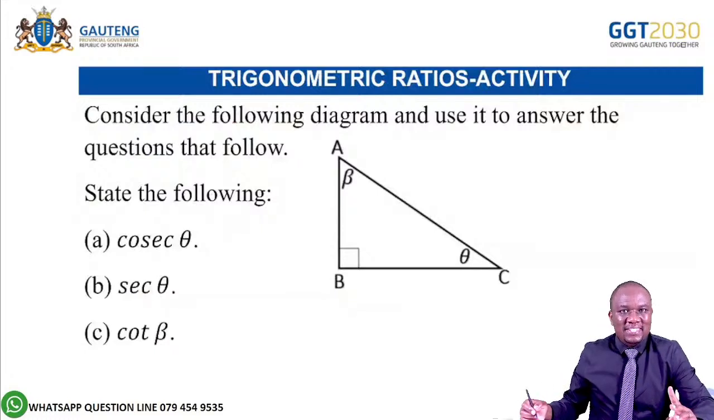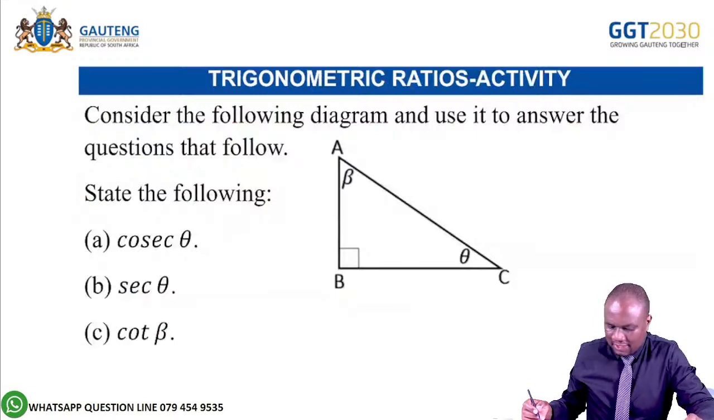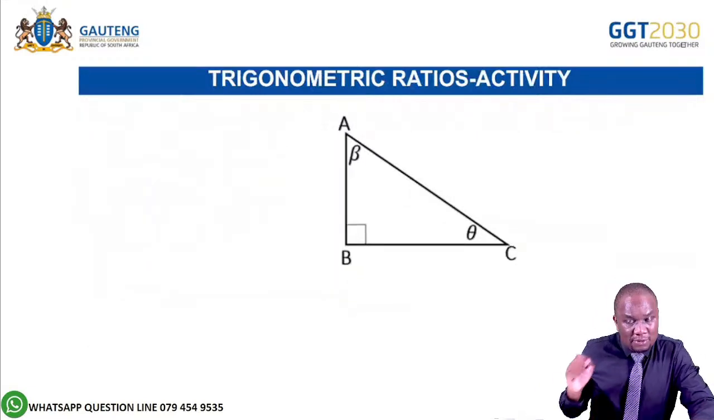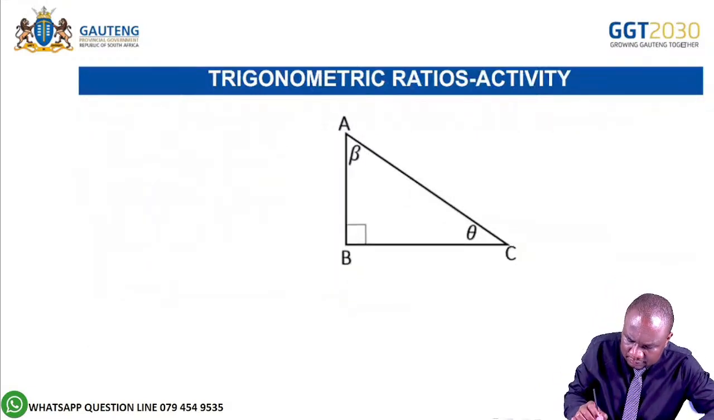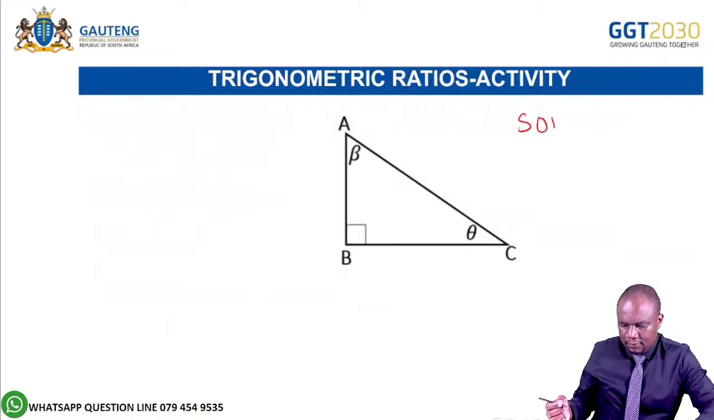Right, welcome back, grade 10. Let's mark our work, and then after that, we're going to summarize our lesson. Right, I'll still use my soccer tool, although it's reciprocals. What were the questions? I forgot the questions. Okay, let me go back a bit. Cosec theta, theta, and then beta.